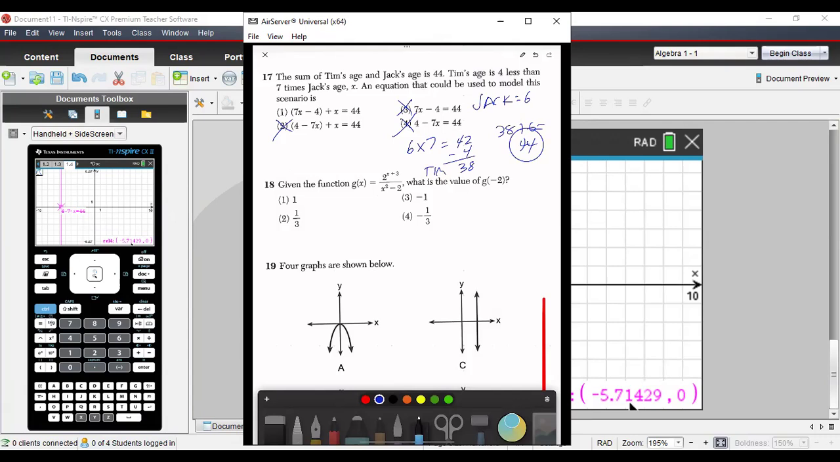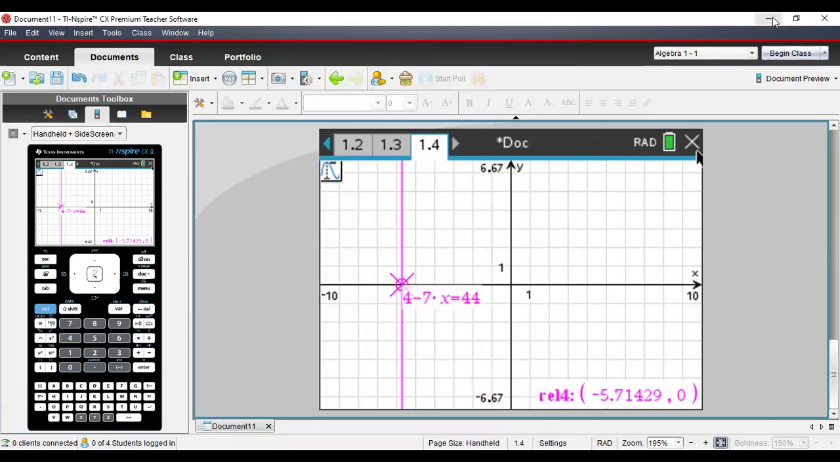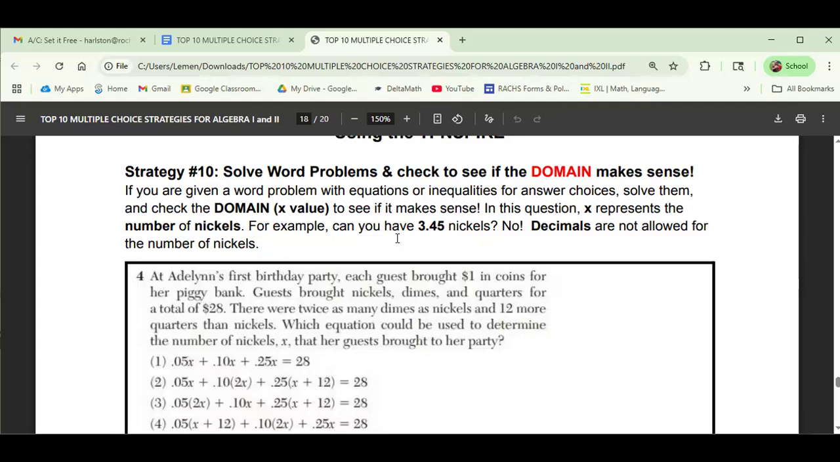But even if we couldn't do that, my rule is this. In the multiple choice section, if you got a word problem, just check the domain and make sure that it makes sense. If it doesn't make sense, then you can cross that out. A lot of students look at these questions and they go like, I don't know how to do this. But you do know how to solve these very basic equations. And once you solve them, if the x doesn't make sense, then you can cross that out.